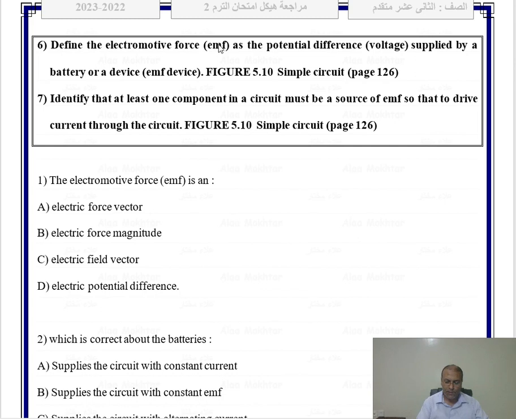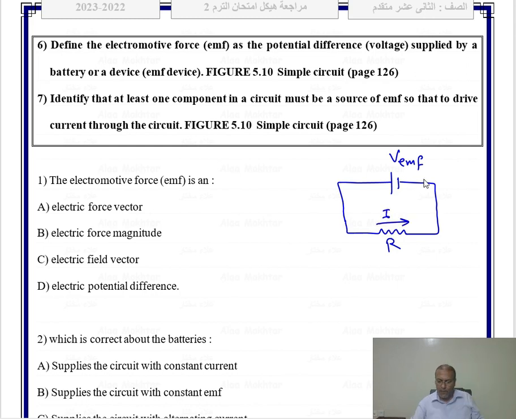Point number 6. Define the electromotive force EMF as a potential difference. Electromotive force is not a force. It's a potential difference supplied by the battery or device, an EMF device. Figure 5.10, a simple circuit. There is a battery and a resistance. The battery is EMF, it gives voltage to the circuit, and the resistance consumes voltage from the circuit. If I put a voltmeter on this side, it will read the electromotive force. If I put a voltmeter on this side, it will read the potential drop.